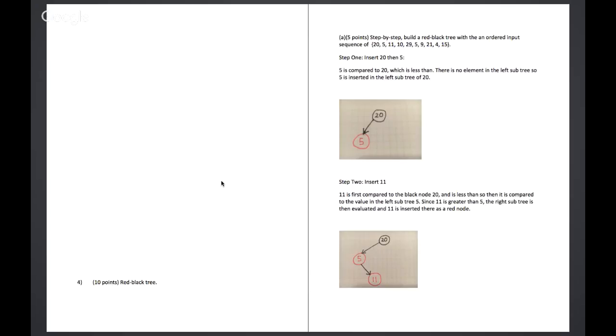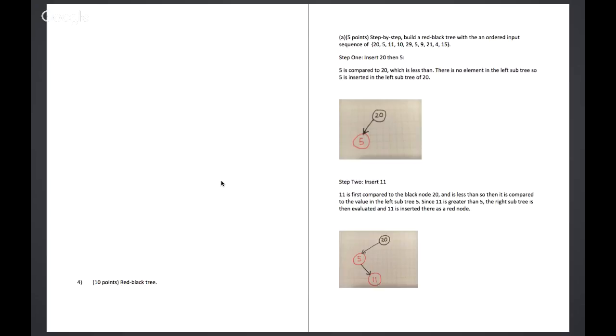Hello everyone. In this video we're going to go over problem number 4, or the second actual problem on the final exam, the red-black tree question. Part A says step by step build a red-black tree with an ordered input sequence of, and then it gives the sequence. So we're just going to start right out.